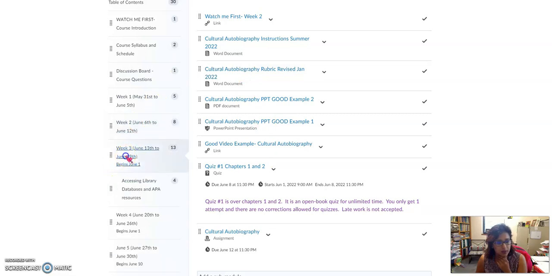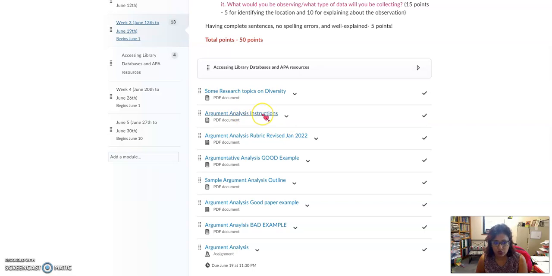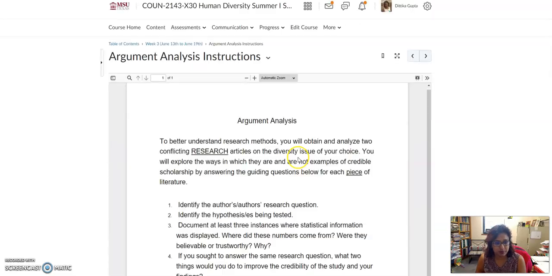We go back. And then you have your instructions, which I'll open in a minute. You have your rubric. You have a good example. I also gave you an outline, a sample outline if you want to use it, or you can do it on your own. Here is a good paper example, and I also put a bad example so you can see all the different kinds. I am first going to open up the instructions.